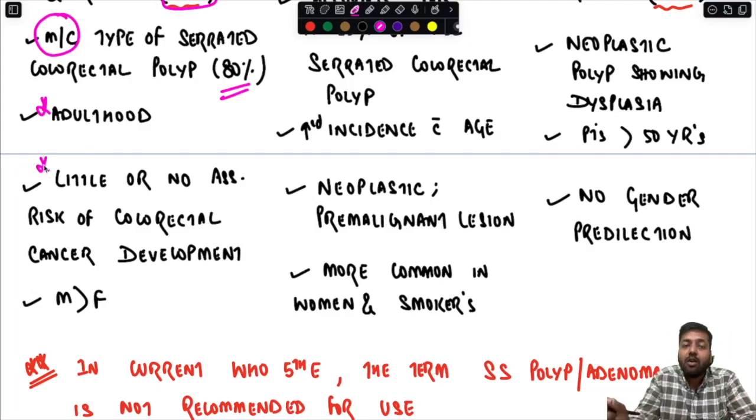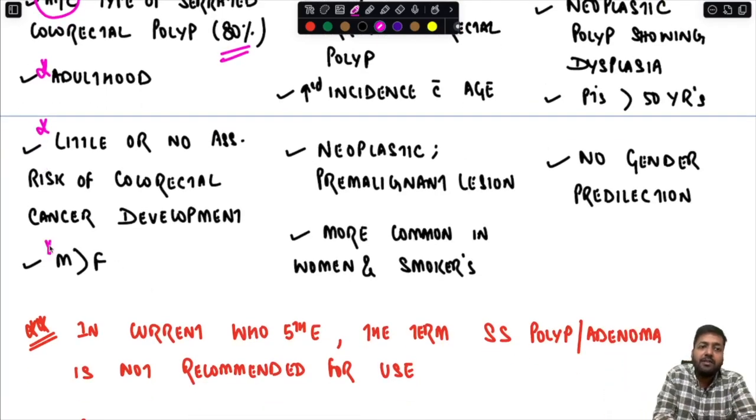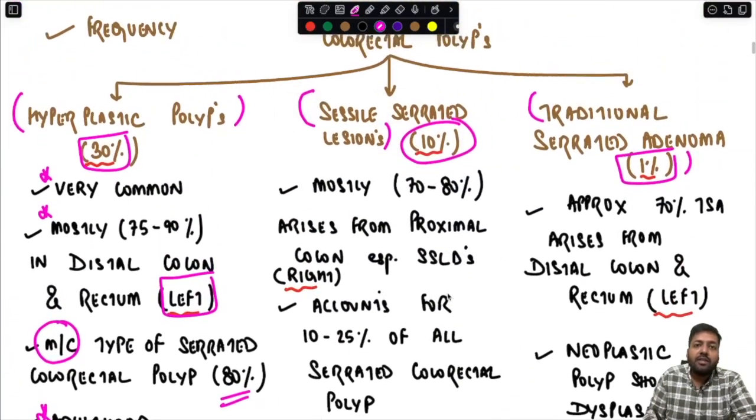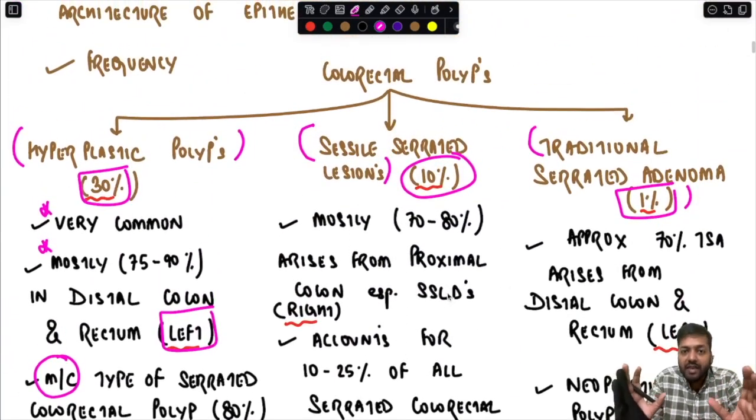But remember, we cannot call it non-neoplastic because certain mutations and molecular alterations are present there. So you cannot call it completely non-neoplastic, and it occurs in males more than females. So this is about the basic epidemiology of the hyperplastic polyps.